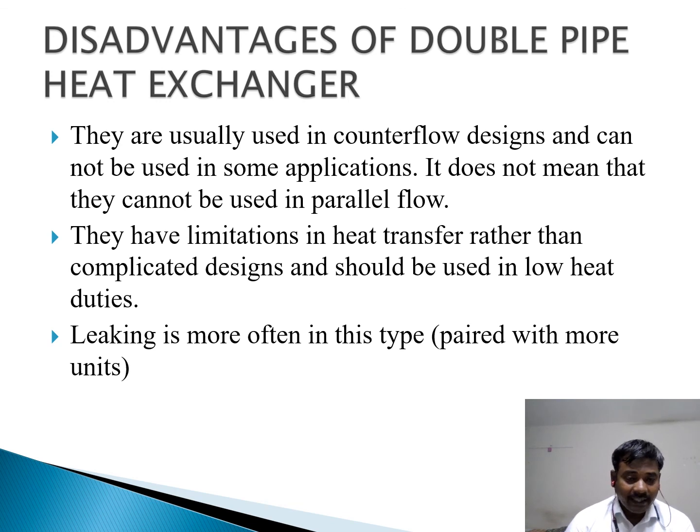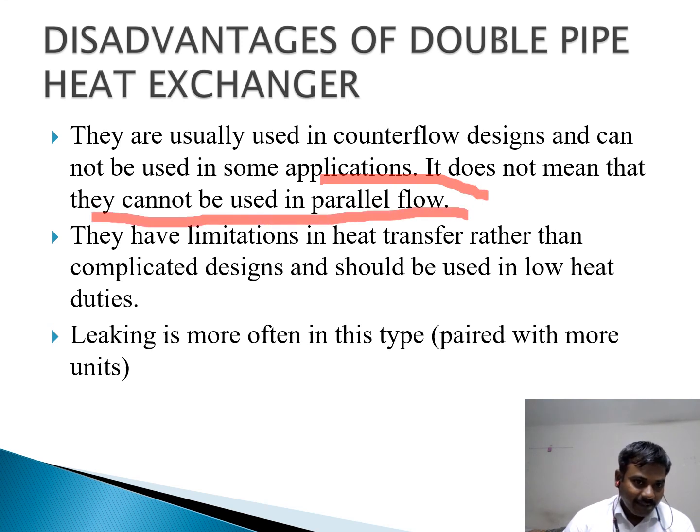And if we have some advantages, definitely we should have some disadvantages also. These are the disadvantages. They are usually used in counterflow design, which cannot be used in some applications. It does not mean that they cannot be used in parallel flow. What is the meaning of this line? We can use this type of heat exchanger mainly in counterflow, but when we go for parallel flow, it is best to use a shell and tube heat exchanger. They have limitations in heat transfer, have complicated designs, and should be used in low heat duties. Leaking is more frequent in this type.